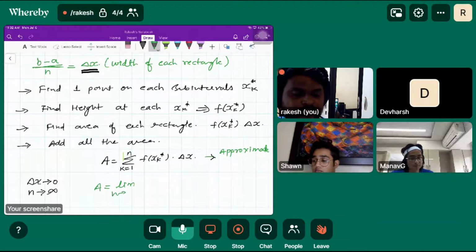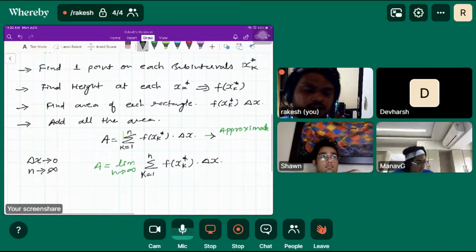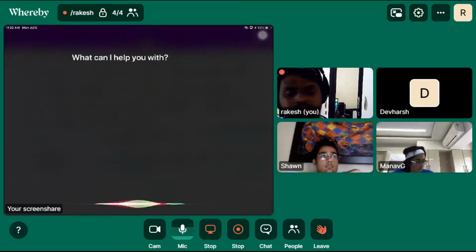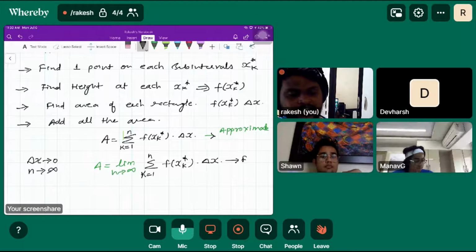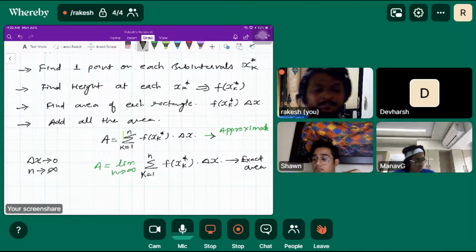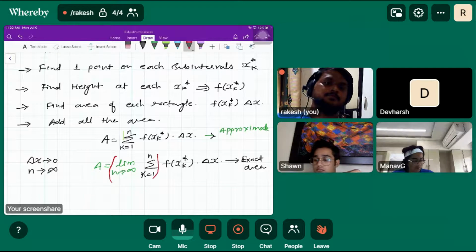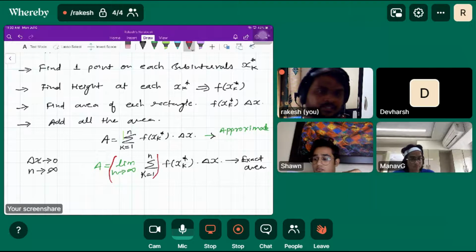So if I apply the limit here, it will produce the exact area. Limit n tends to infinity, summation of k equal to 1 to n f of xk times delta x. This will give you the exact area, isn't it? But what is this limit of sum? This is actually the definition of integration, right?